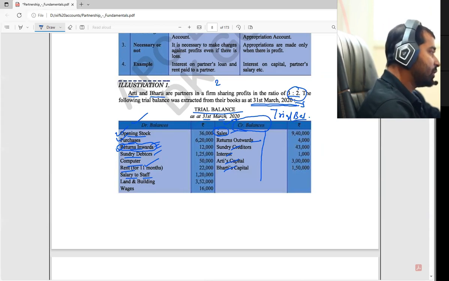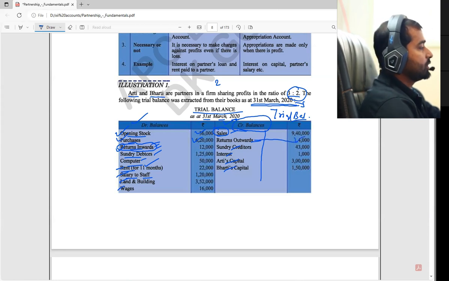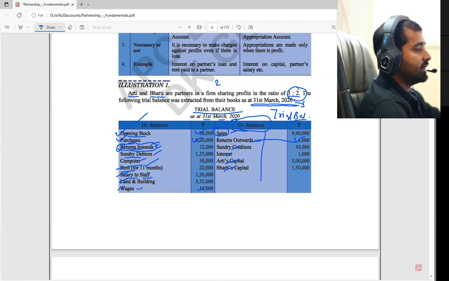So in this trading account, what are the things we have here? One is 36,000, that is the opening stock. Purchases we also have. But if there is any purchase return, I should subtract it. So you can find the purchase return here, 4,000. So opening stock plus purchases minus purchase return. First part over. Next, as per the trading account, wages. Now see, the wages we have is 16,000. So I have taken wages also.